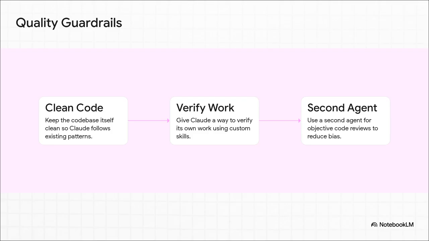And number 3, and I cannot recommend this enough, use a second agent for code reviews. A secondary reviewer with fresh context isn't influenced by whatever the main agent was thinking. It totally removes bias and gives you a much more objective check on the generated code. It's exactly like a human peer review.